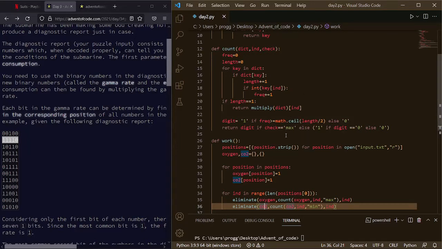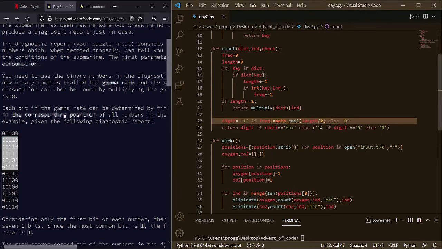If check is equal to max, because remember that for every iteration in oxygen, whichever number in a particular index has the more frequency, if one has more frequency, then we will keep a track of it for the oxygen generator rating, and for the minimum numbers we will keep a track of it for the CO2 generator rating. So this is what this thing basically does. It just flips it and sends the value.